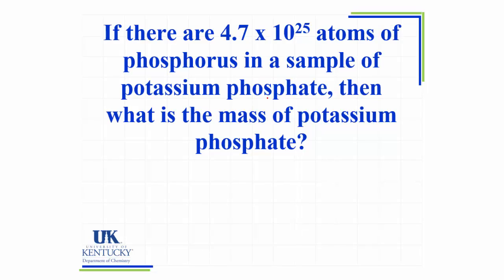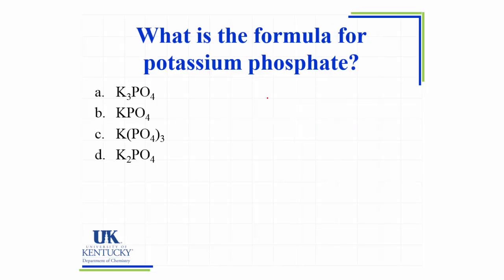Now let's look at a slightly different problem. If there are 4.7 times 10 to the 25th atoms of phosphorus in a sample of potassium phosphate, then what is the mass of potassium phosphate? Notice that the formula for the potassium phosphate is not given, so that's going to be the first thing we have to figure out. So what is the formula for potassium phosphate?